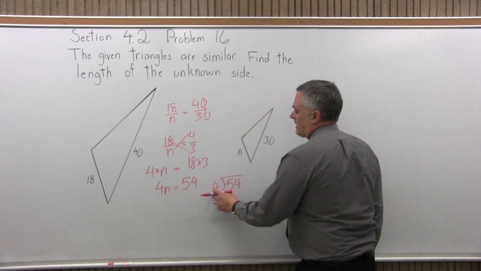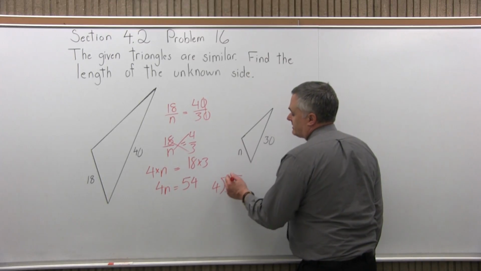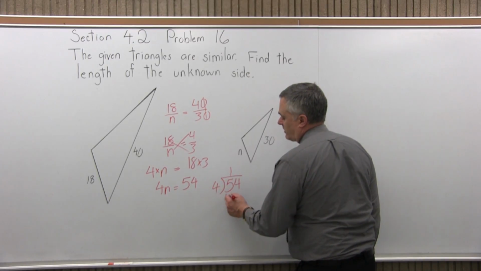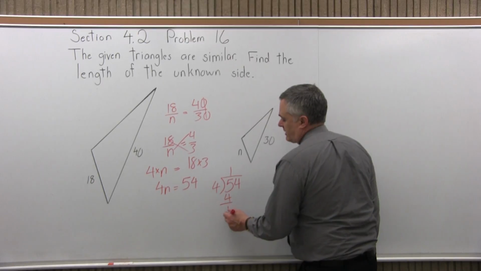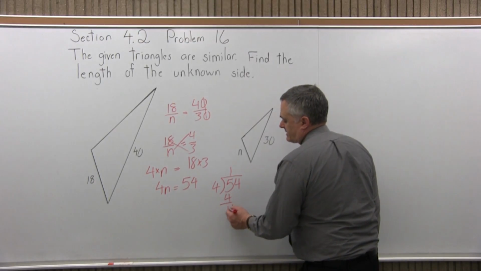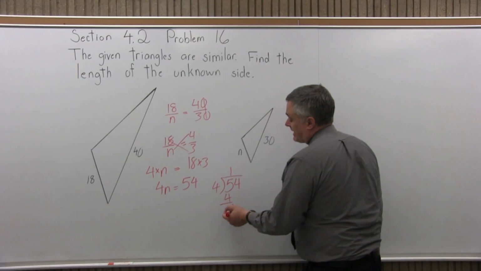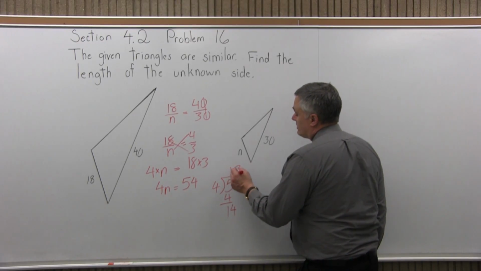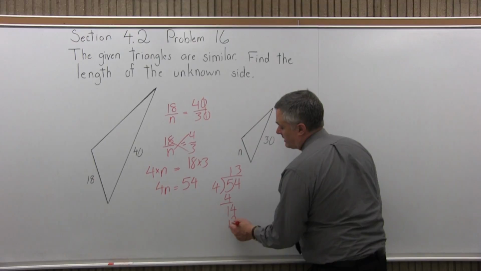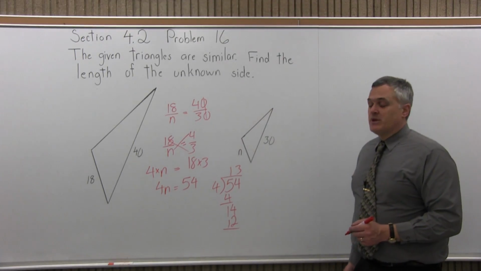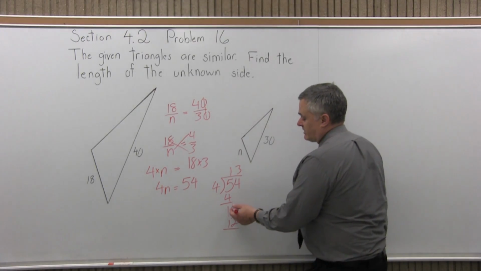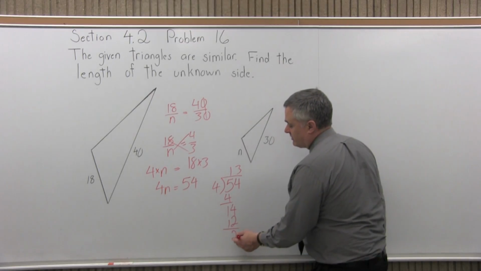divided by 4. 4 will go into 5 once. 1 times 4 is 4. 5 minus 4 is 1. Bring down the next digit, which is a 4. And unfortunately, it's not going to go in evenly. 4 goes into 14 how many times? Well, it'll go in 3 times. 3 times 4 is 12, but you don't have a remainder of 0. It doesn't go in evenly. So 14 minus 12 is 2.